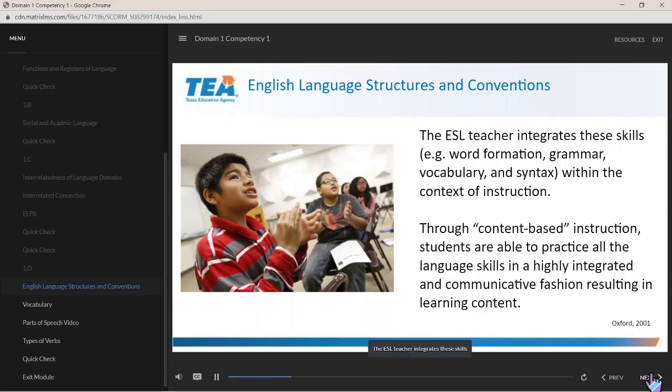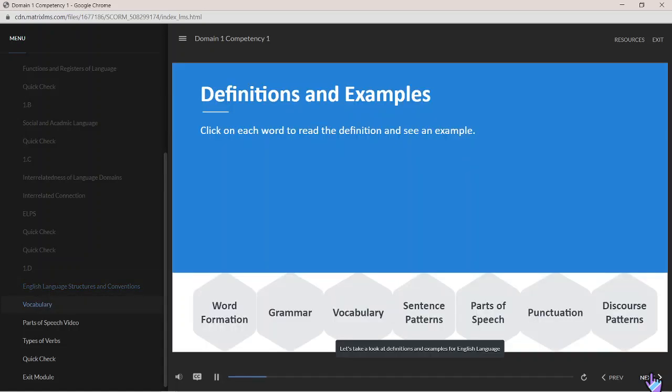The ESL teacher integrates these skills, including word formation, grammar, vocabulary, and syntax, within the text of instruction. Through content-based instruction, students are able to practice all the language skills in a highly integrated and communicative fashion, resulting in learning content. Let's take a look at definitions and examples for English language structures and conventions. Click on each word to read the definition and see an example.